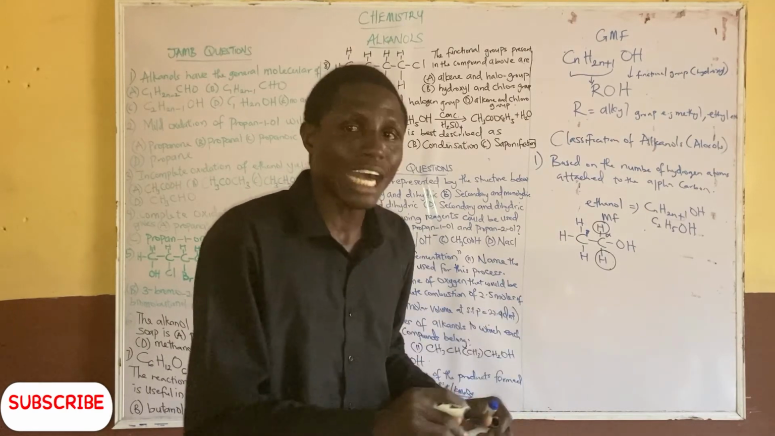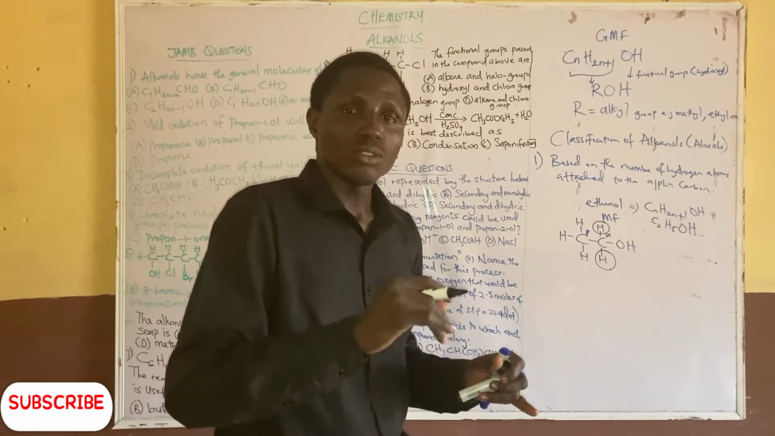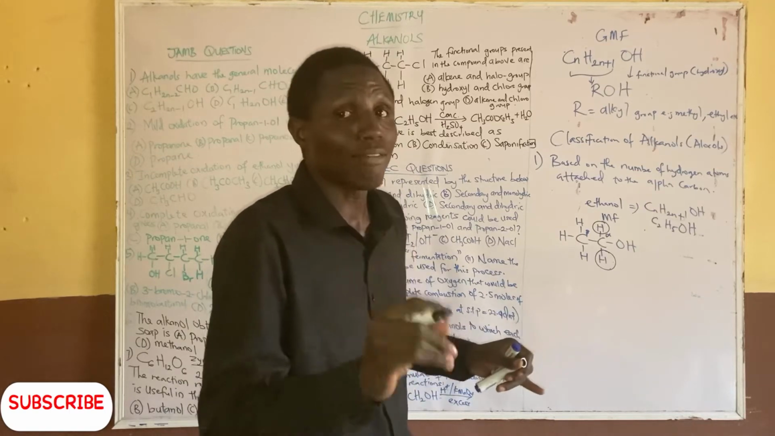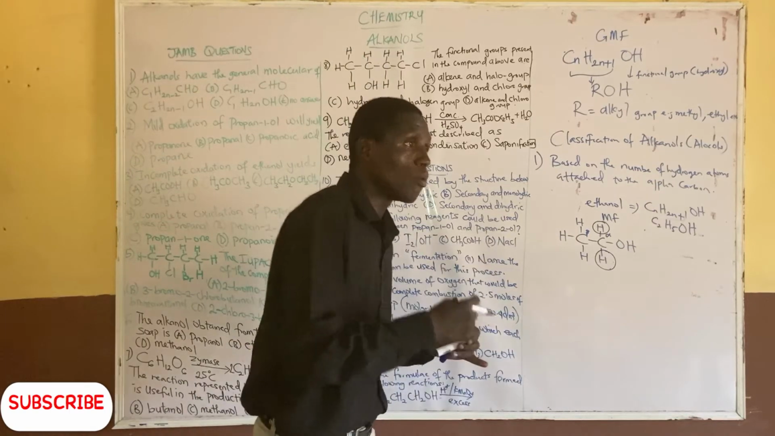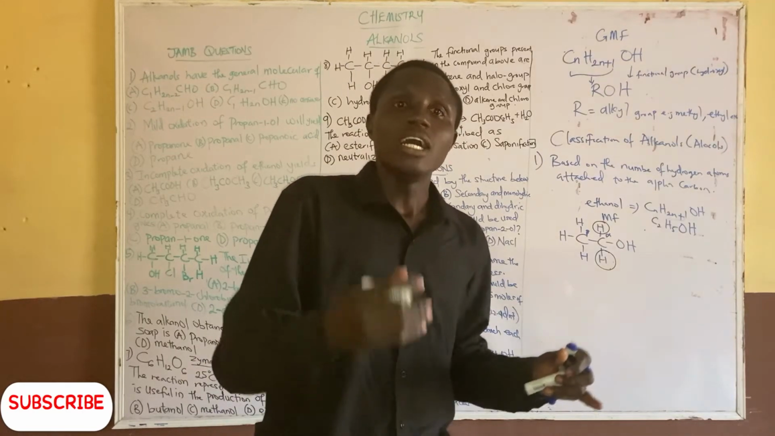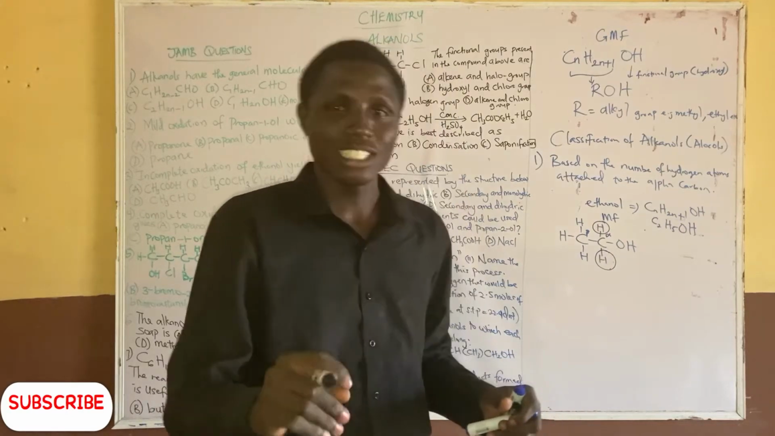So primary alkanols are alkanols where 2 hydrogen atoms are attached directly to the alpha carbon itself. Primary alkanols are a group of alkanols where there are 2 hydrogen atoms attached directly to the alpha carbon.